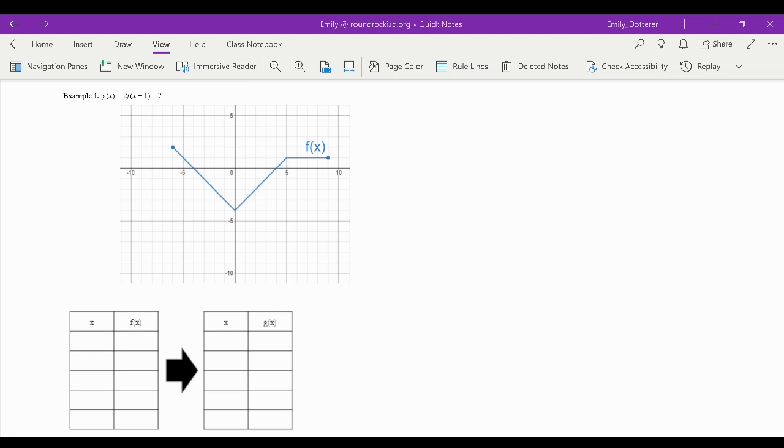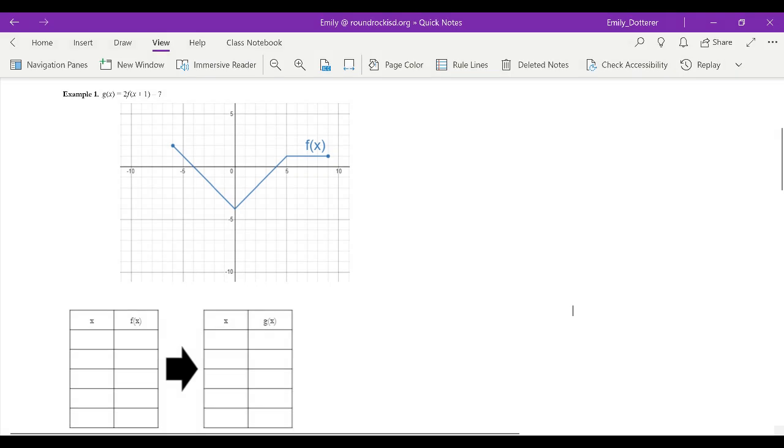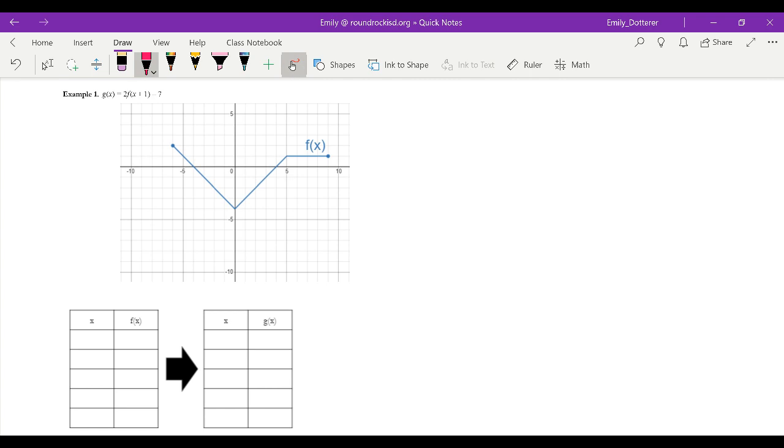Okay, so this is the last day of the unit before the test. And the last thing that we are going to do is transformations with graphing. So when you're asked to graph, you're going to be given something like this.